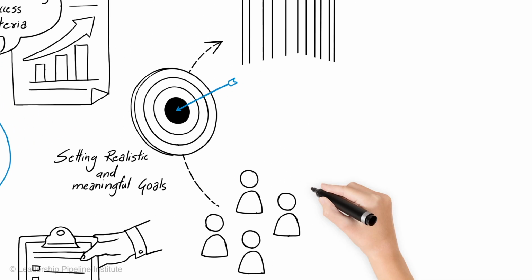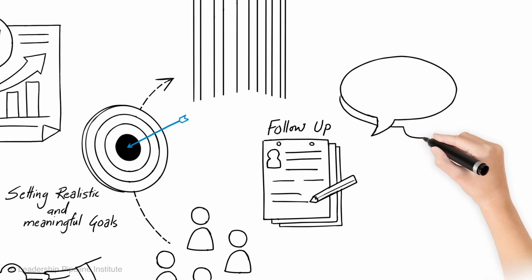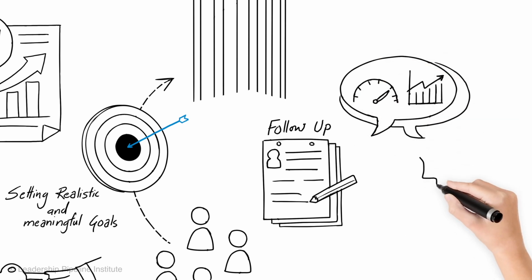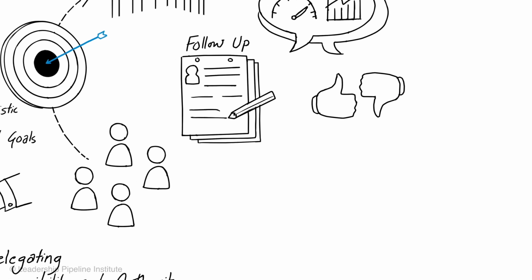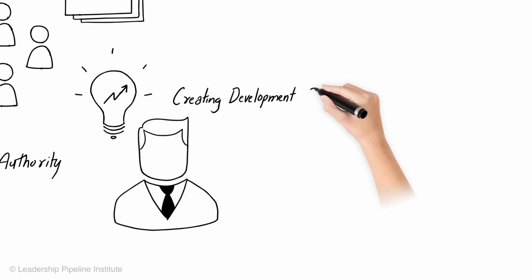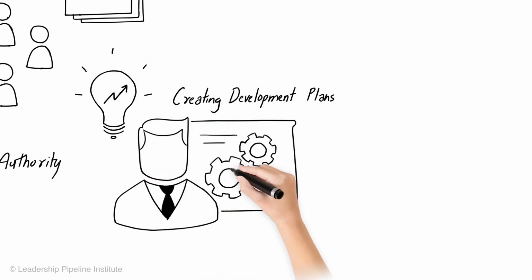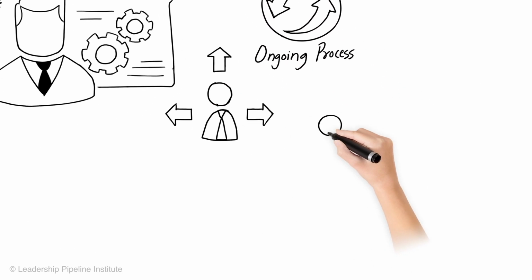You have to enable direct reports to effectively deal with their responsibilities by sharing information and delegating both responsibility and authority. It is important that you follow up with your direct reports regularly and conduct performance dialogues and development dialogues, giving feedback on things that are working well and things that are not working well. You need to be good at creating development plans for your direct reports and, based on those, providing development opportunities and ongoing coaching. This is an ongoing process, not an annual event.